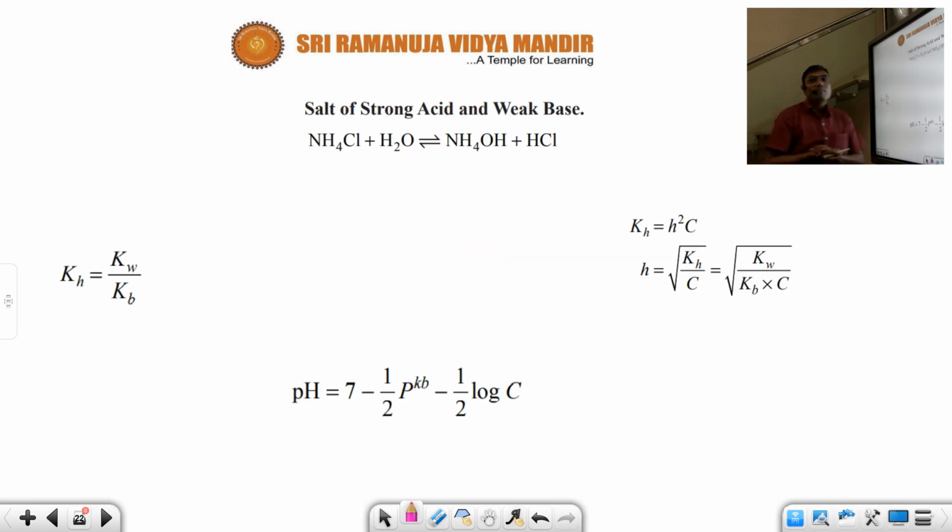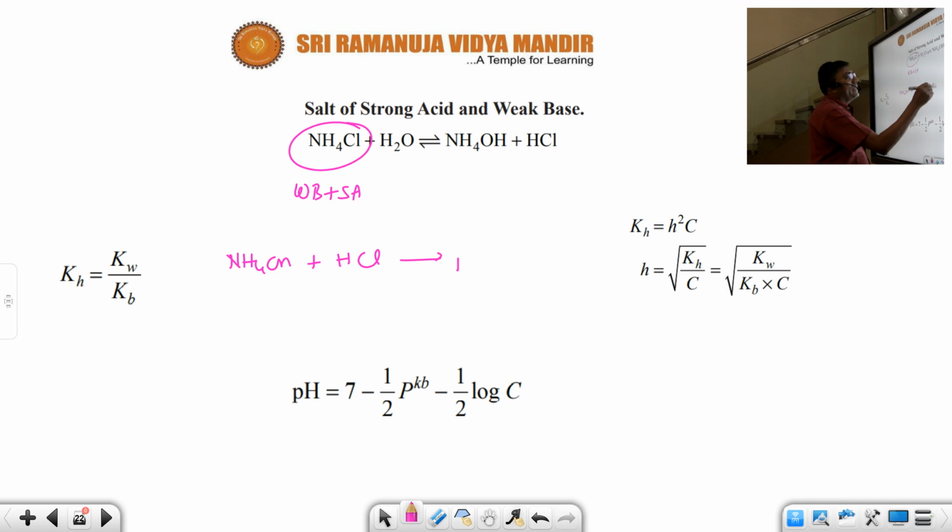Now let us get into salt hydrolysis. What is it? Now what are you mixing? You are mixing a weak acid and a strong base and you are getting a salt, and the salt is hydrolyzed. Consider a weak base plus a strong acid: when you mix a weak base NH4OH and a strong acid HCl, you get NH4Cl.